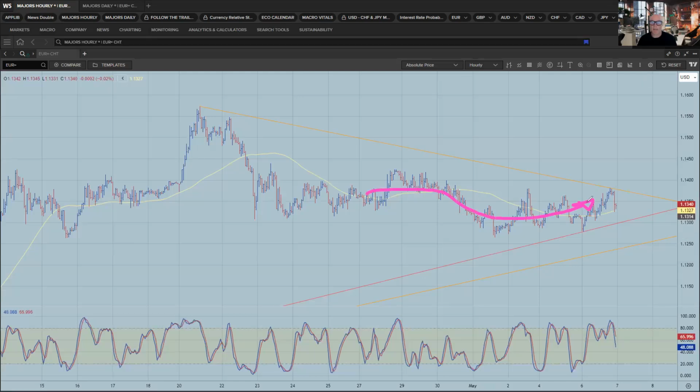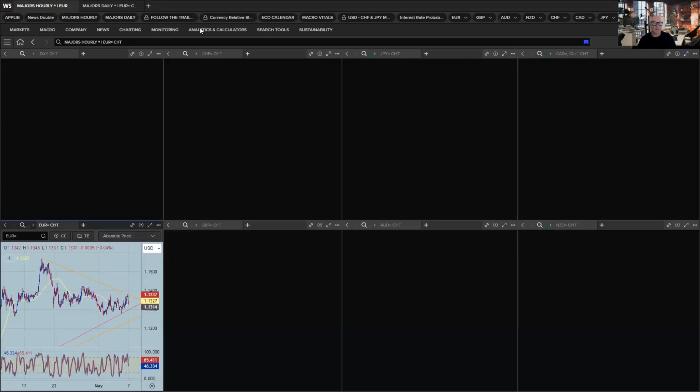But this is the thing with hourly charts. They don't give you enough depth and understanding to work out, is euro really going up here, or is it just short-term price action? So what we need to do at this point, right, to work out the overall trend is to come back and look at the daily charts. And this will give us a different perspective of euro.